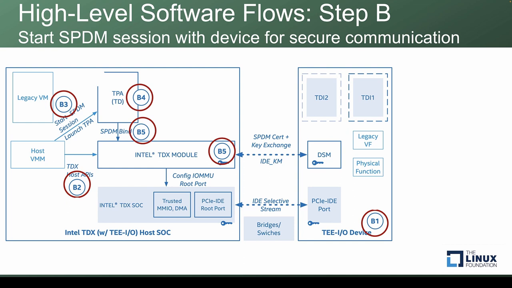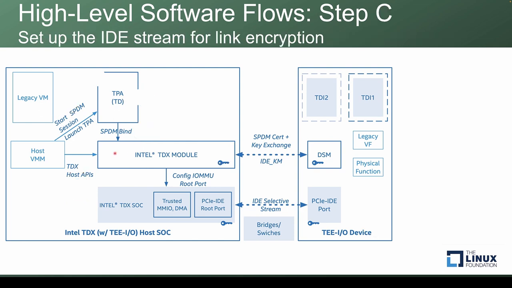And then TPA returns the device certificates and the measurement to the VMM. Okay, step C is to set up the IDE stream for link encryption. First, the VMM creates the IDE stream by calling the Intel TDX module, and it queries and configures the device IDE extended capabilities. And then it programs the keys for all IDE substreams in both the receive and transmit directions, and then it starts all IDE substreams in both the receive and transmit directions.